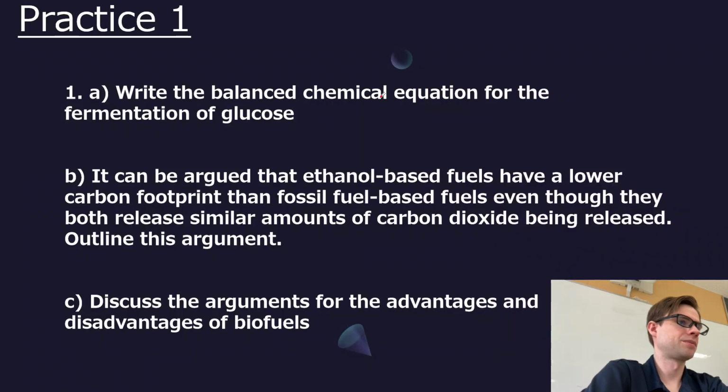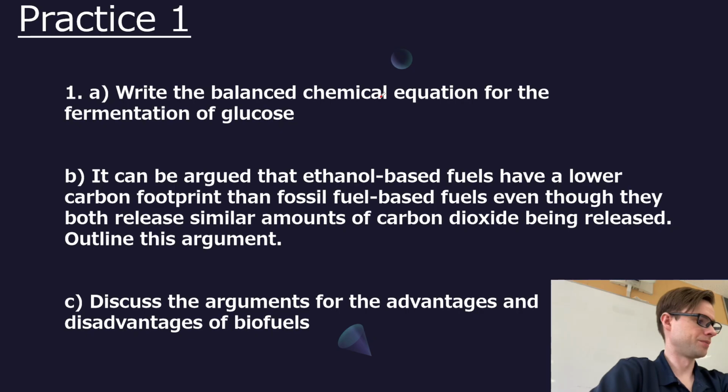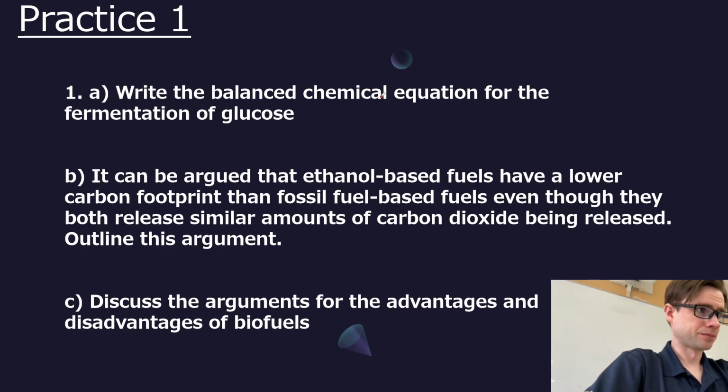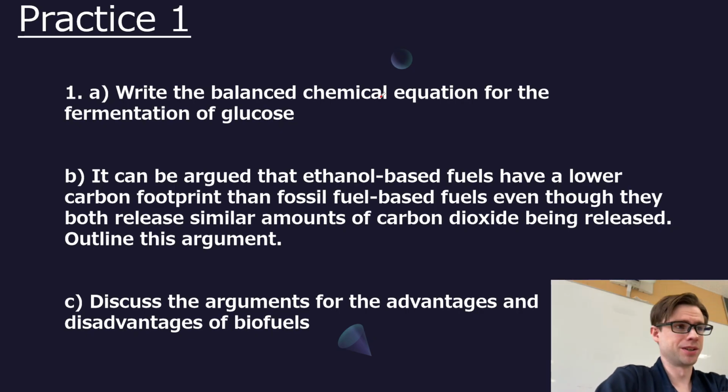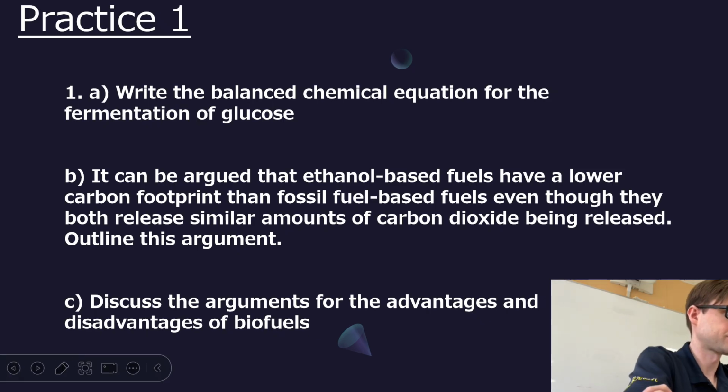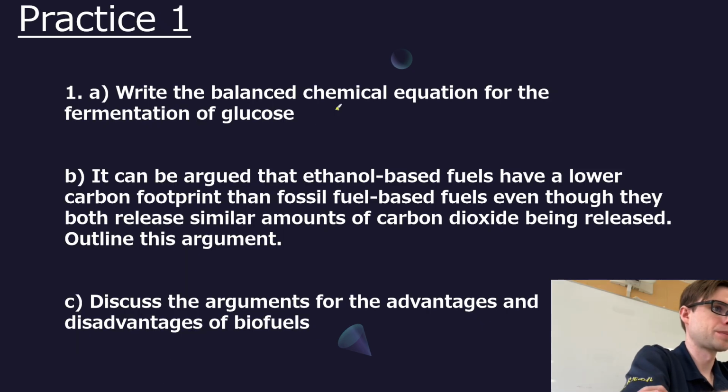So some practice. Write the balanced chemical equation for the fermentation of glucose. This will not be in your data book, but you need to memorize or come up with it yourself. So, start with your glucose. You should memorize this formula, I think. 6 carbons, 12 hydrogens, 6 oxygens. C6H12O6.